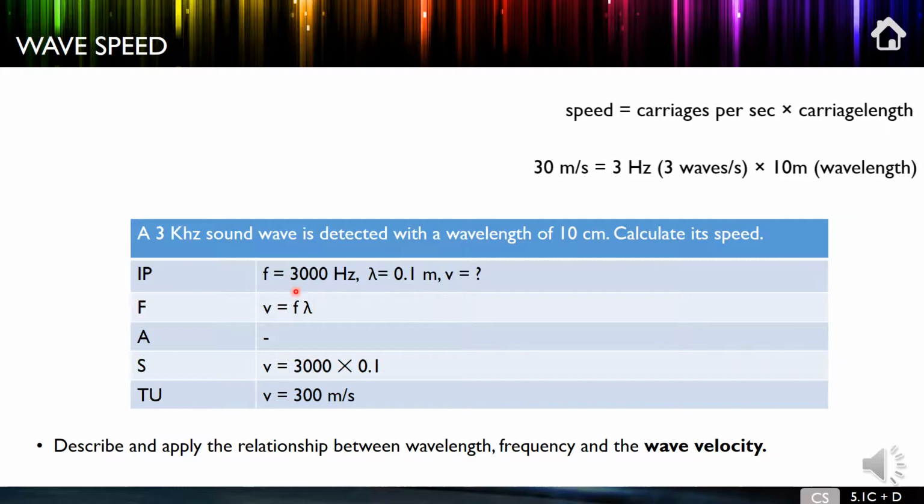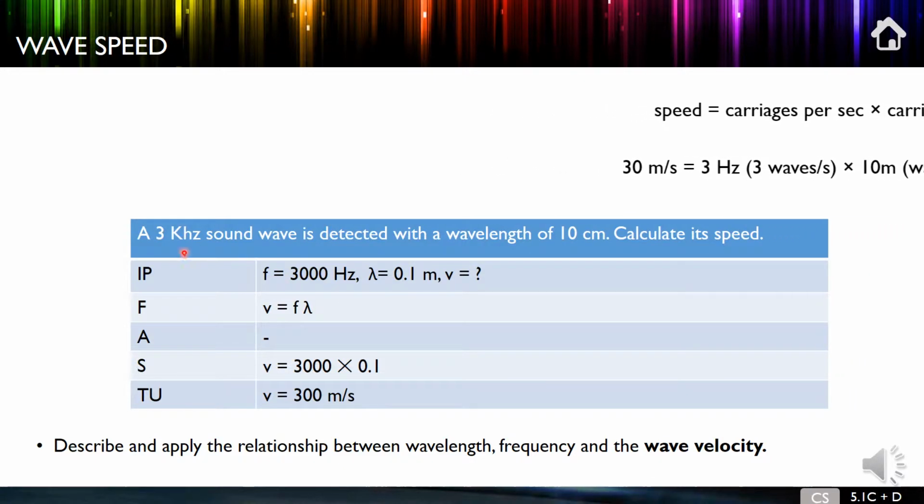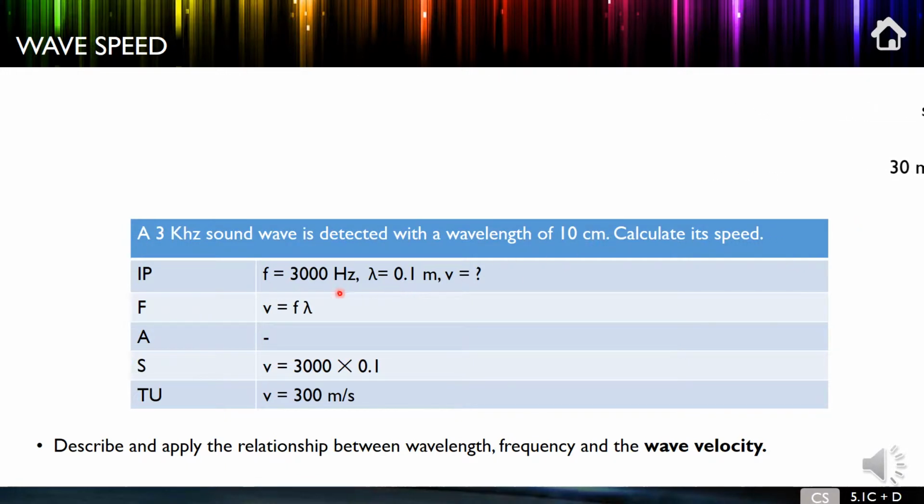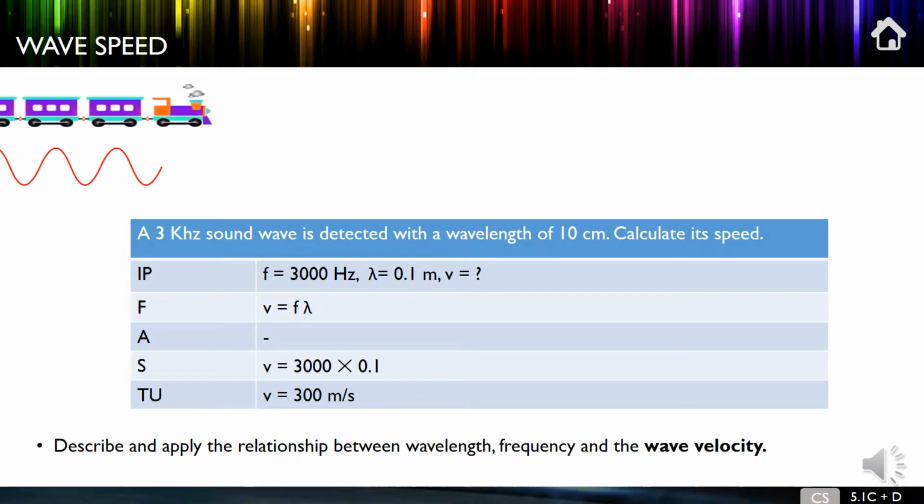So here we are, we've got frequency. Remember, we're adjusting for the k to make it 3000. We're adjusting for the centimeters to make it 0.1 meters. So we're working in hertz, which is waves per second, and meters, and we get the speed of sound, which is typically about 300 meters per second.